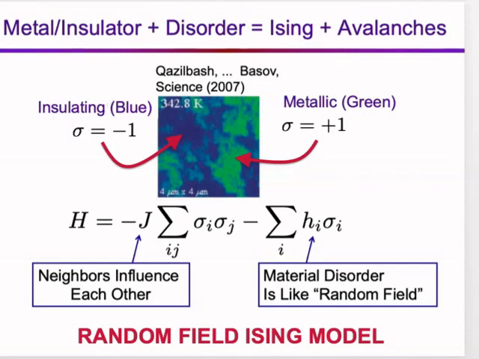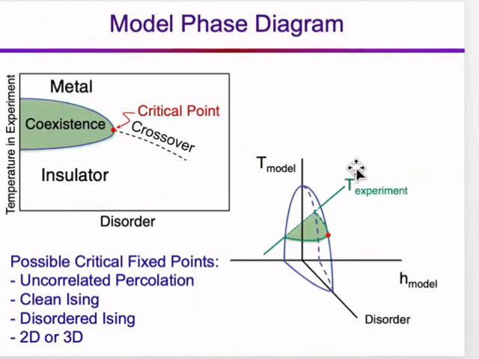So we're making a mapping from the physical temperature of the experiment, denoted here. The physical temperature of the experiment would map to some combination of temperature in the model and field in the model, so that as you sweep the temperature from high to low, you're effectively sweeping a net magnetic field from one side to the other and going through the metal insulator transition. And then our other control parameter is disorder.